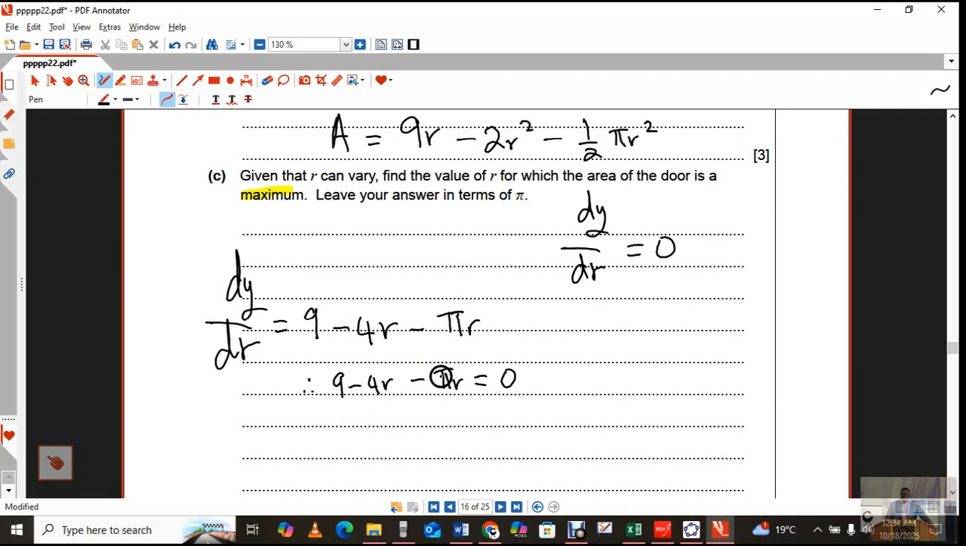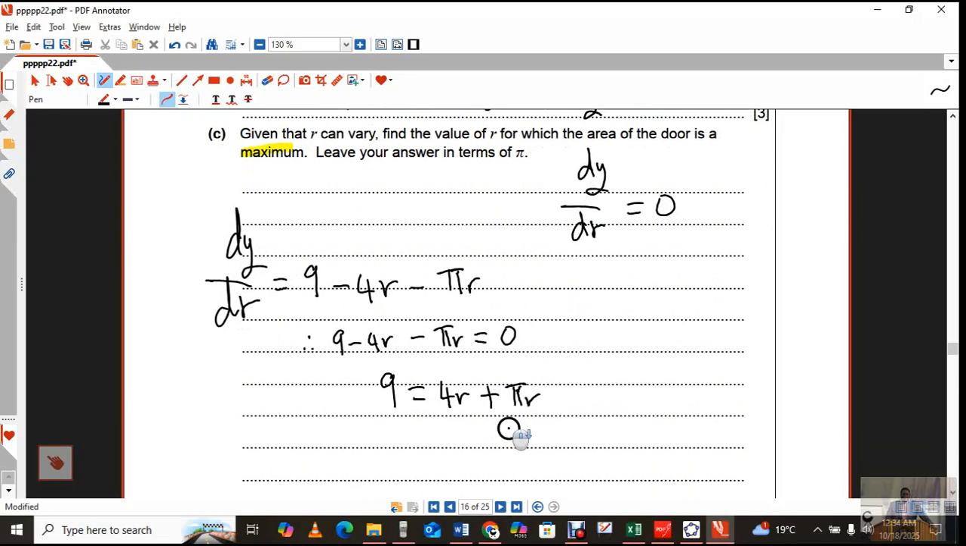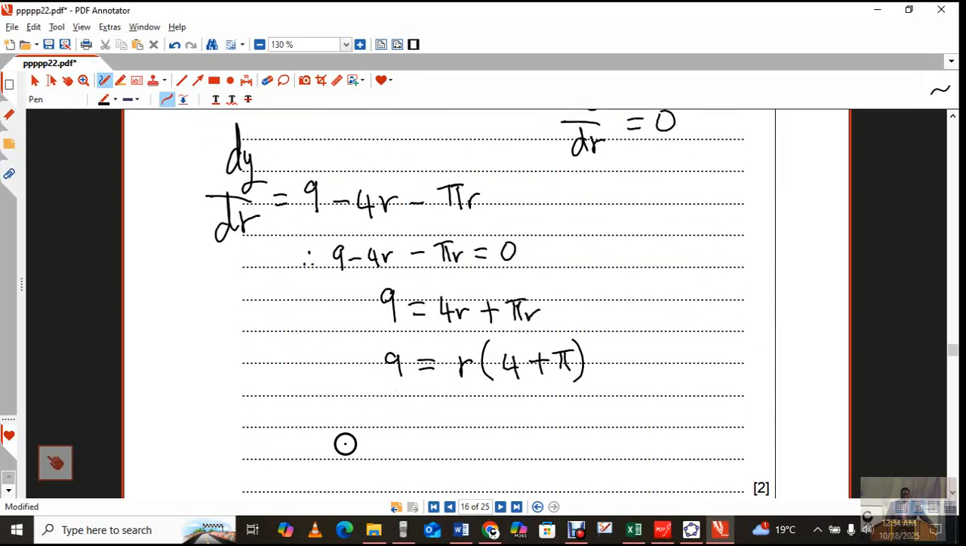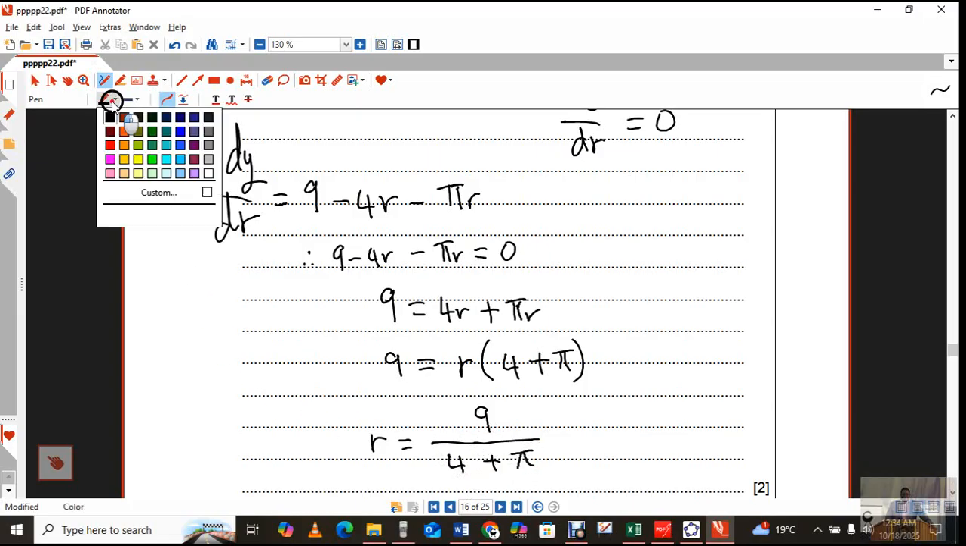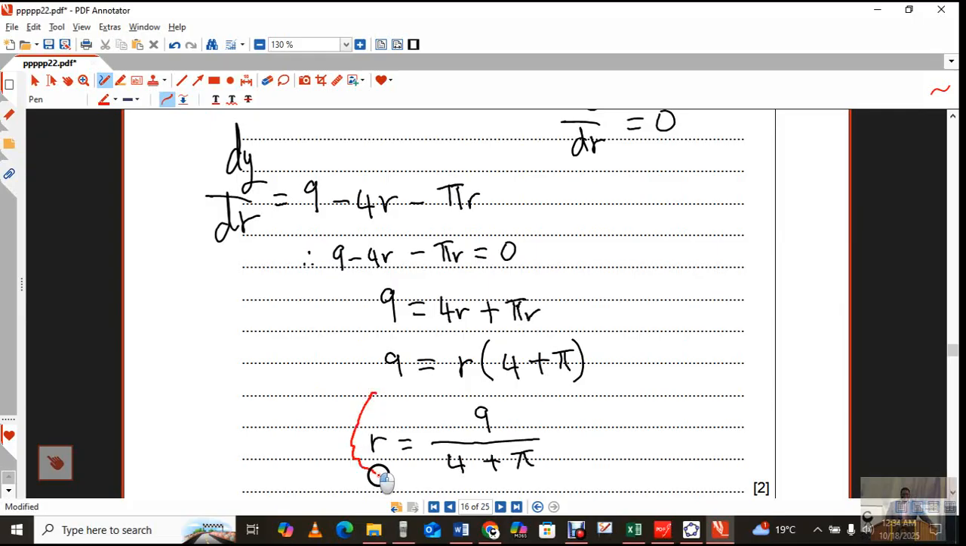What you can do is say 9 equals 4r plus pi r. I want to work with the positive pi. Then I'll factor out the r, so I have r times 4 plus pi equals 9. Eventually r will equal 9 all over 4 plus pi. That is what they ask us to do. They say leave your answer in terms of pi, and my answer has got a pi in it.